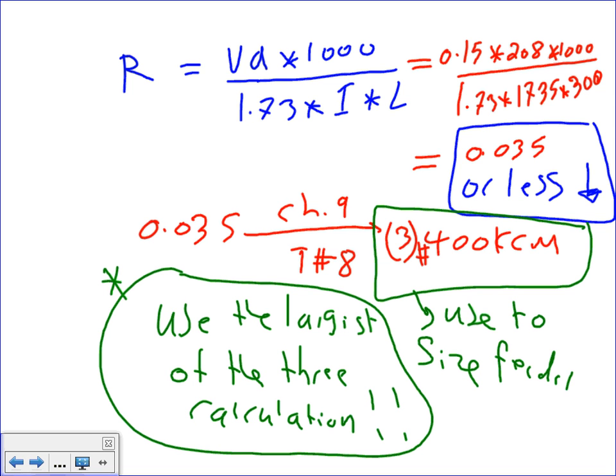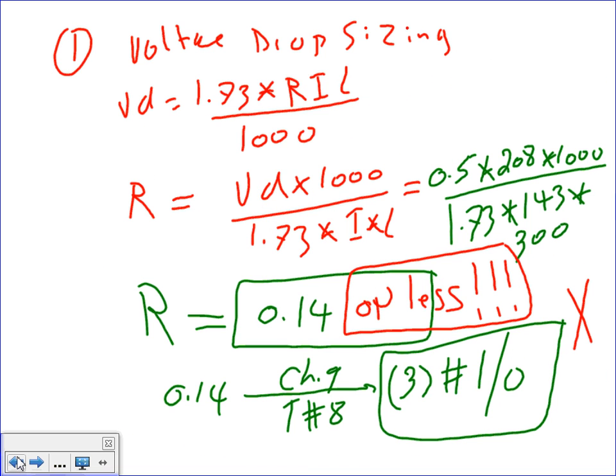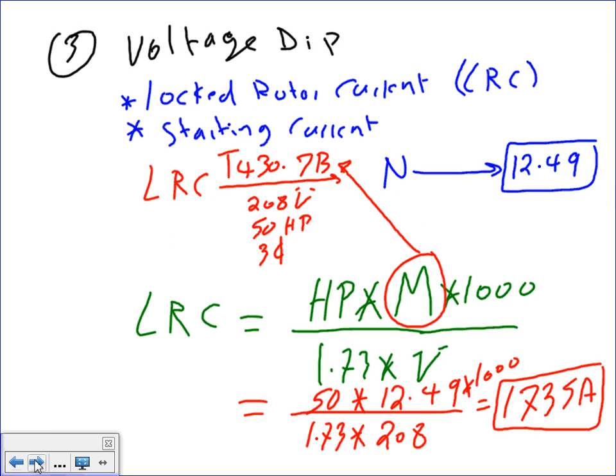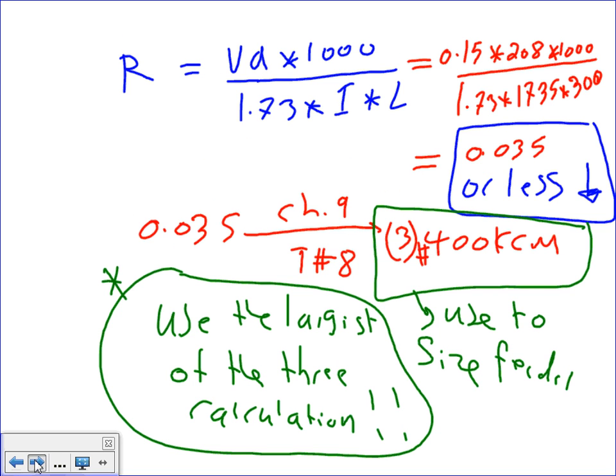So I'll go back and drop one. I'm going to drop the second one, the 3 aught. Why did I drop the 3 aught? Because I have a bigger calculation than a 3 aught. Any questions, guys?